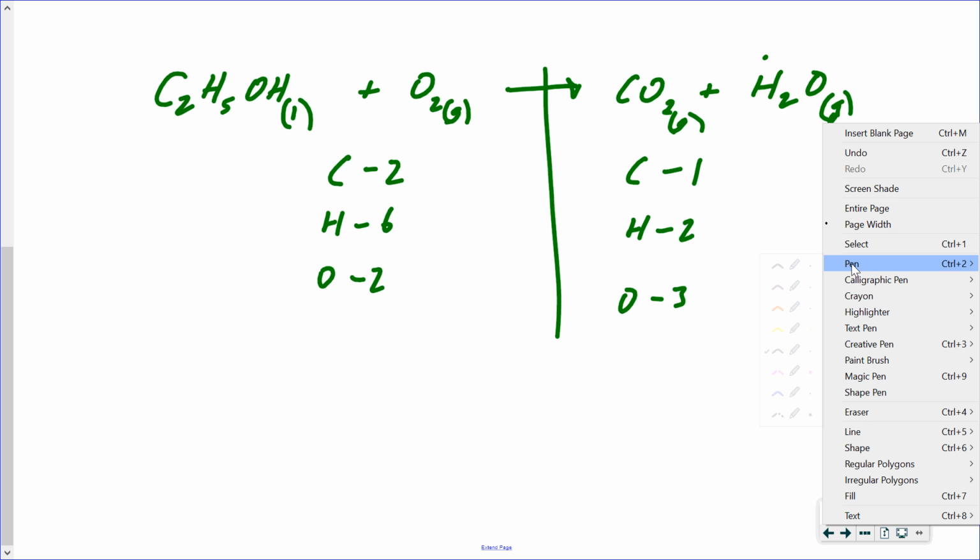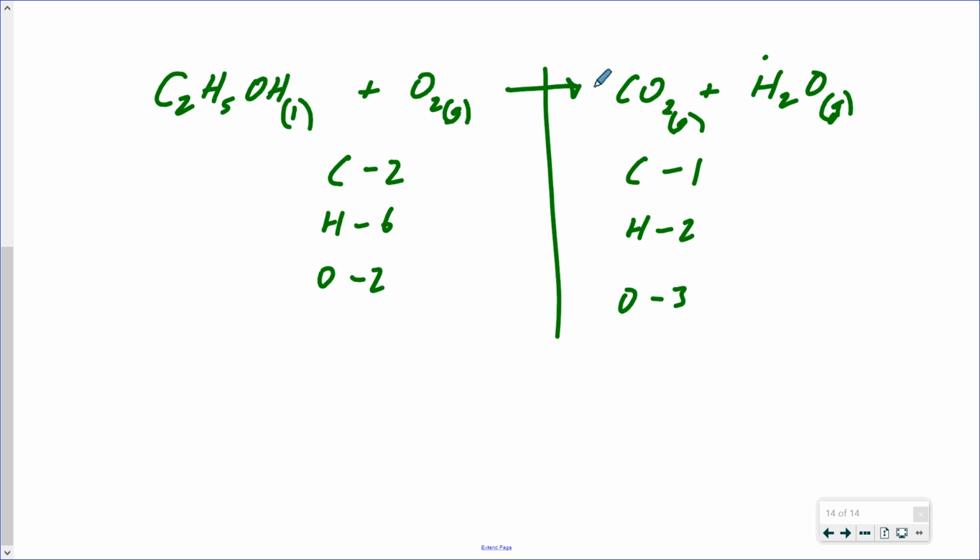Start with carbon. Put your coefficient in front in order to balance your carbon. Put a 2 in here. Now we're good with that. Let's not worry about the oxygen yet. Let's do the hydrogen. Hydrogen, we have 6 on the left. We need 6 on the right, so let's put a 3 in front of the water. 3 times 2, 6. Now we're good with that.